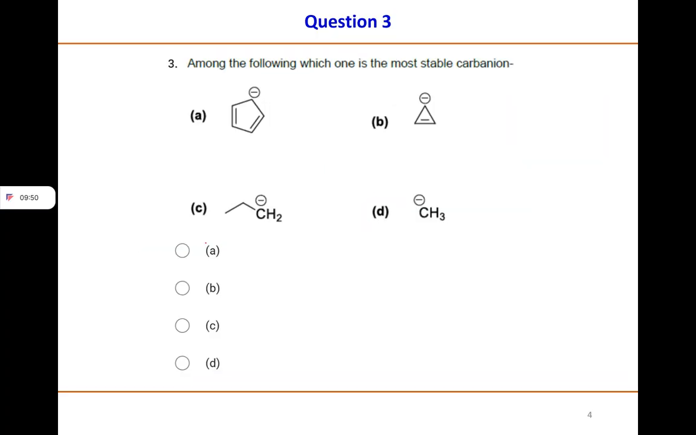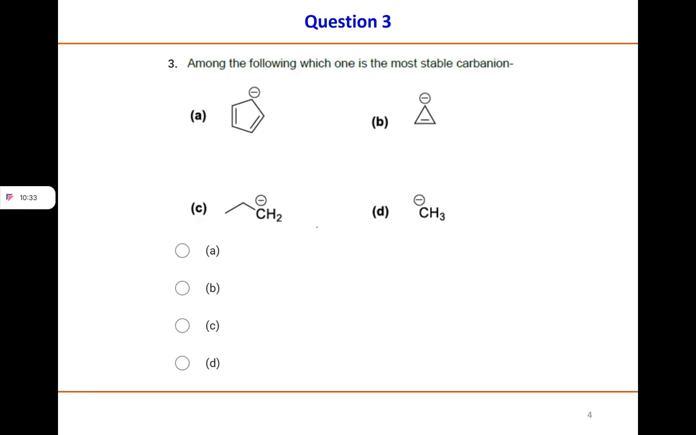Next, among the following, which one is the most stable carbanion? So, if we are talking about the carbanion, the stability is exactly the reverse of the carbocation. What happens in a carbocation? Tertiary carbocations are more stable compared to secondary and primary ones, right? But in the case of carbanions, primary carbanions are more stable than secondary ones, and secondary carbanions are more stable than tertiary carbanions. Exactly the reverse case.